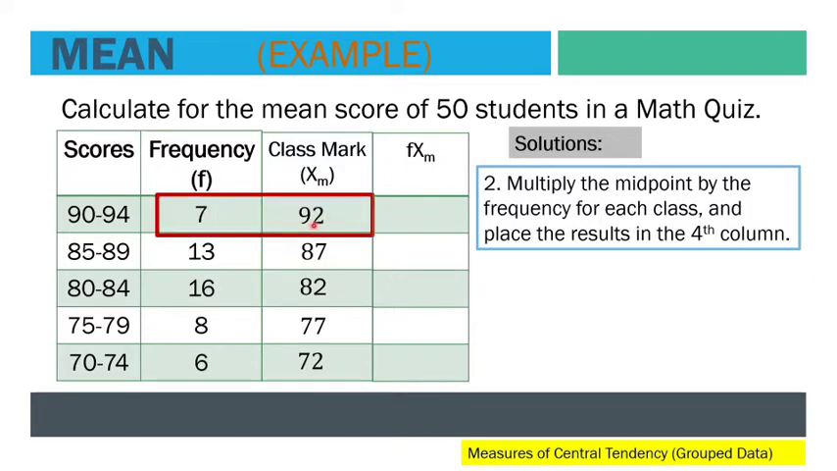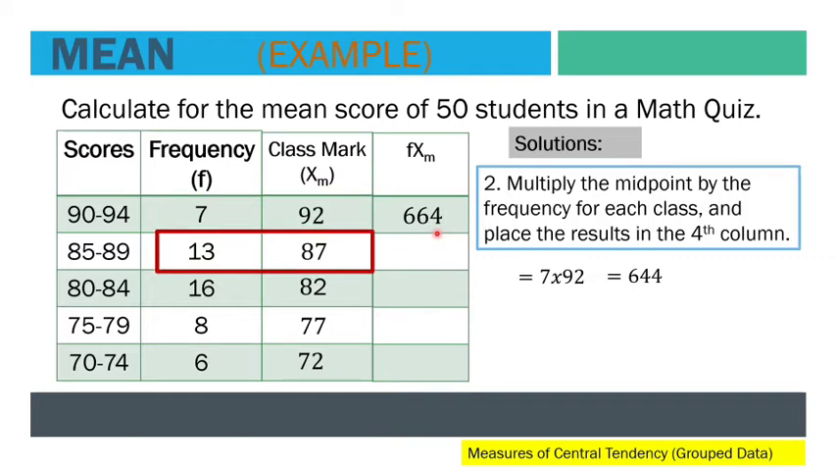We are going to focus first on 7 and 92. We have to multiply them. Let's use our calculator to work faster. We will get 644. So we write it down on the first row of our fourth column. Next, let's fill up the second one by multiplying 13 and 87. Then we will get 1,131. Let's write it on the next row.